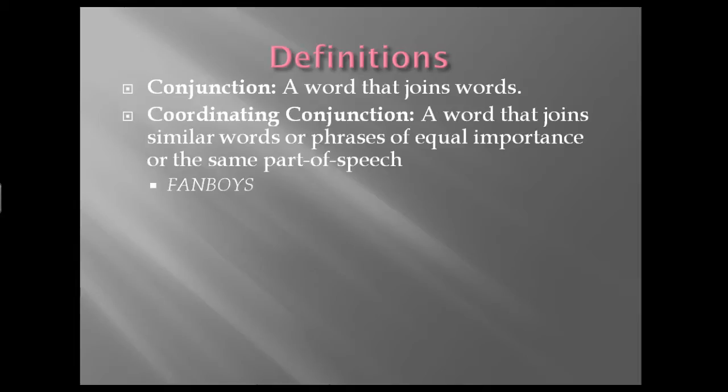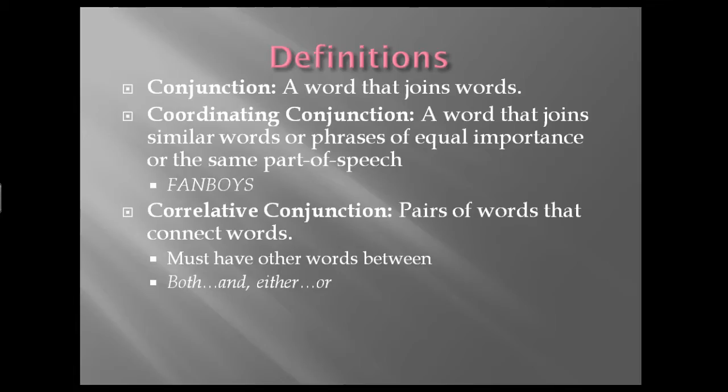First, and perhaps most familiar to you, is a coordinating conjunction. It's a word that joins similar words or phrases of equal importance, or the same part of speech in a sentence. This is FANBOYS: for, and, nor, but, or, yet, so.